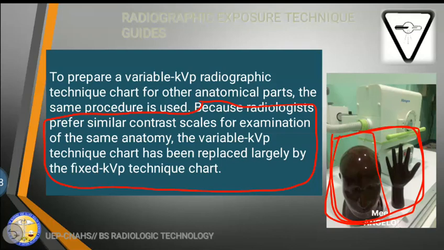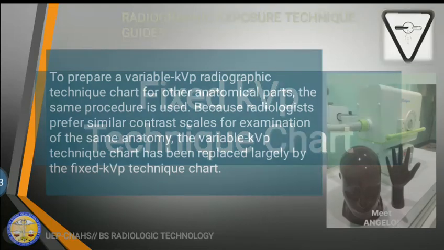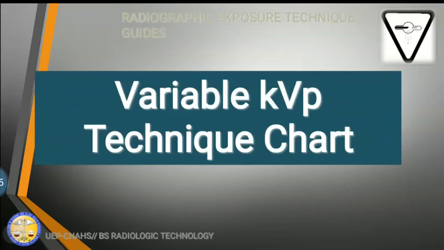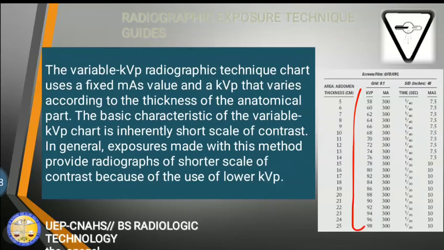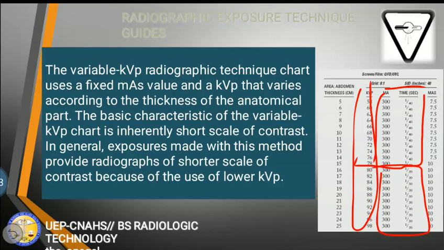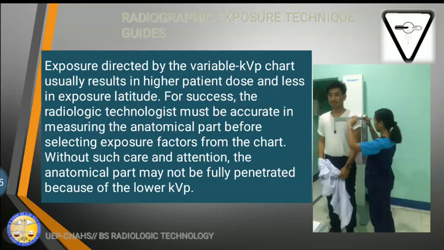So, ano ulit yung variable KVP technique chart? Kasi nagkakaroon siya ng iba-iba yung KVP sa bawat thickness. Tapos, same naman yung, sabi nga dito, fixed MAS value. Pero that's applicable only to similar anatomy of interest. Okay, so like here, same yung MAS. So, that's the variable KVP technique chart.